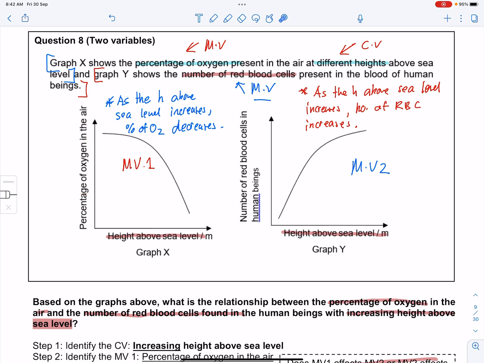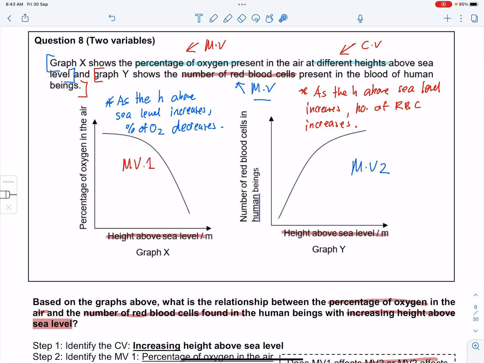But say, okay, I decided to reduce the amount of oxygen. Would it affect the number of red blood cells in my body? And the answer is yes. Because now that there's less percentage of air in the atmosphere, my body is going to work harder to pump the same amount of oxygen to all my cells. To compensate for that, what can I do? Increase the number of red blood cells, right?